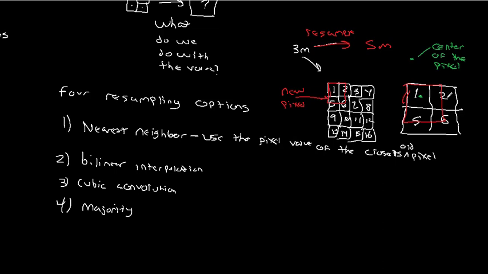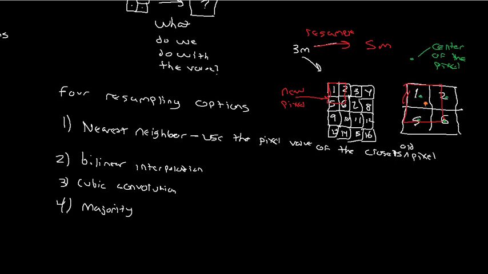Right, so this is going to have a center, this is going to have a center, and this is going to have a center, right? We are also going to have the new pixel has a center. And basically what nearest neighbor does is it looks at the distance between the centers of all of the old pixels and the center of the new pixel, and it says, well, which one of these is the closest, and that is the value that we're going to assign to the new pixel.